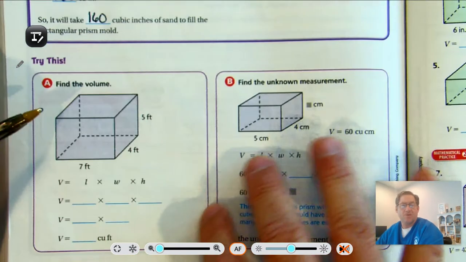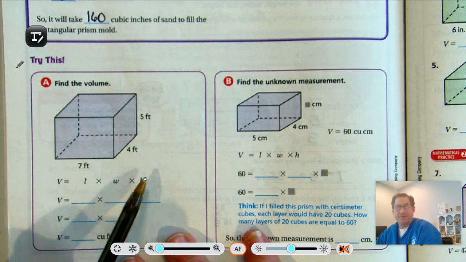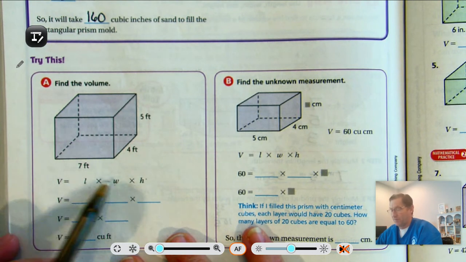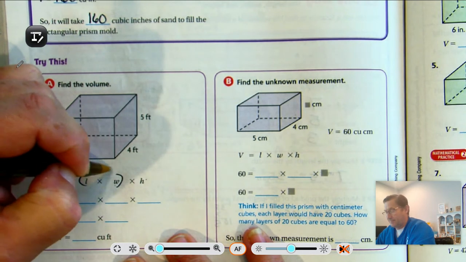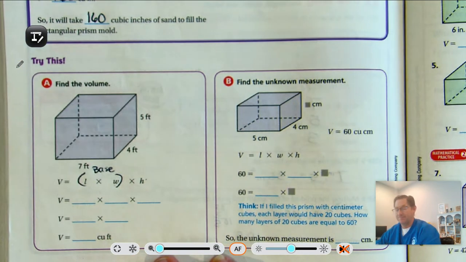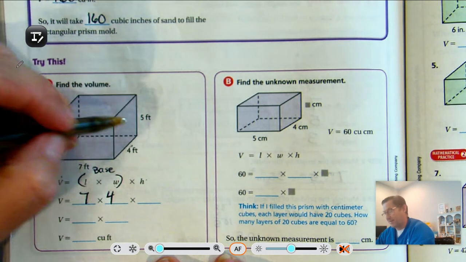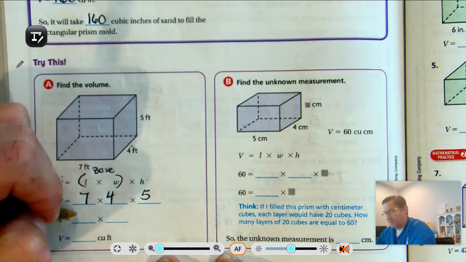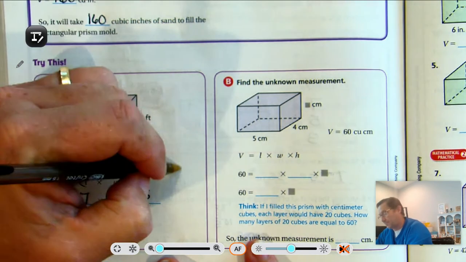All right, find the volume of this shape. And they want us to use length times width times height. But remember, length times width is the same as finding the area of the base. So 7 times 4 is the base, and the height is 5. So 7 times 4 is 28. 28 times 5.